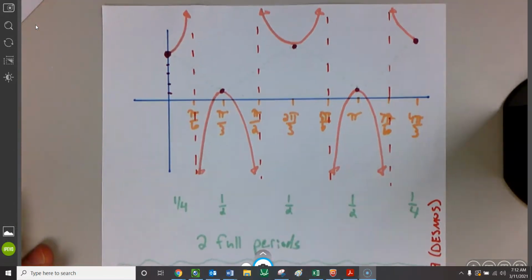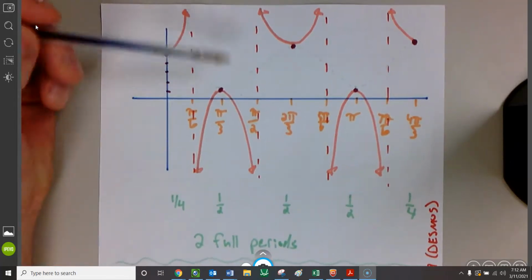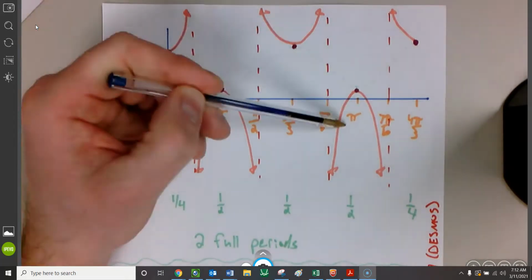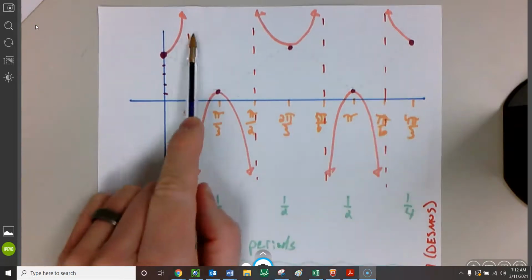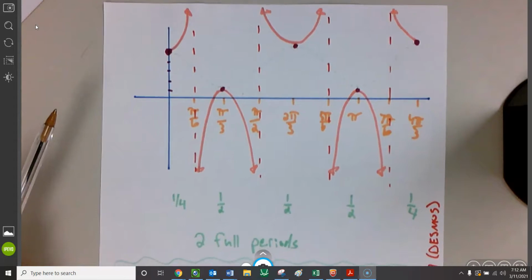This is 2 full periods again. It's one of those goofy ones that the book would do. We need 2 parabolas for a full period. So this one and this one combined make 1 full period. This would be a half a period. This is a quarter of a period. This is a quarter of a period. So total, that's 2 full periods. That's the way the book does it.